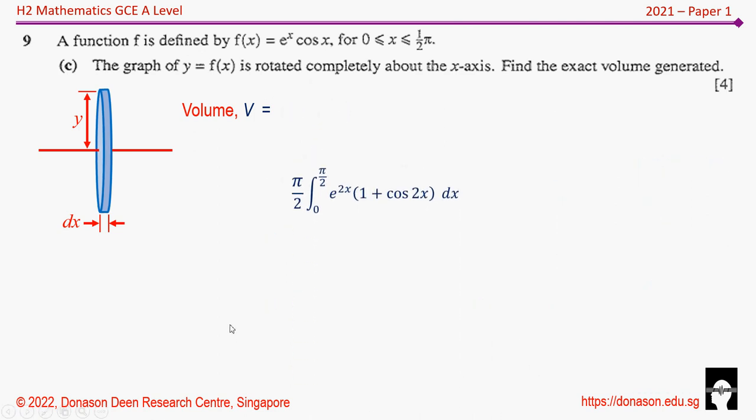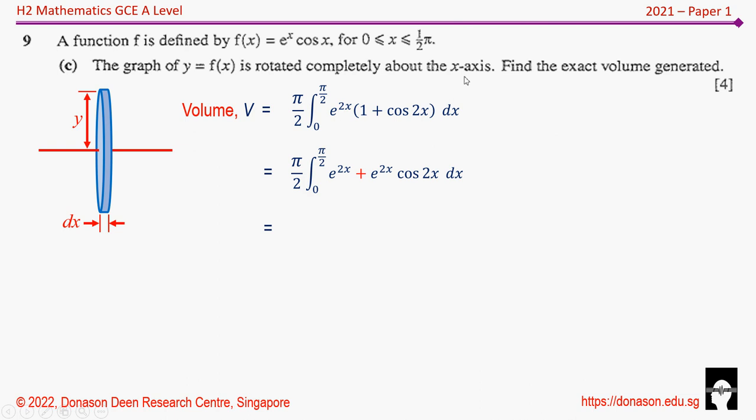Now let's continue further. Let us expand this bracket so that we could make use of what we did earlier. So e to the power of 2x times 1 is simply e to the power of 2x, and then e to the power of 2x distributed in front of the cosine 2x, I'm going to have e to the power of 2x cosine 2x dx. So what's the next step? Let's split this up. So pi over 2 e to the power of 2x dx plus, let us now throw in the pi over 2 again, pi over 2 e to the power of 2x times cosine 2x dx.